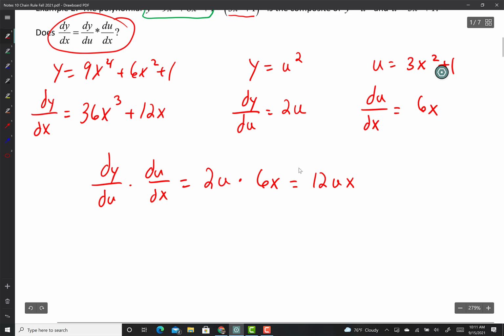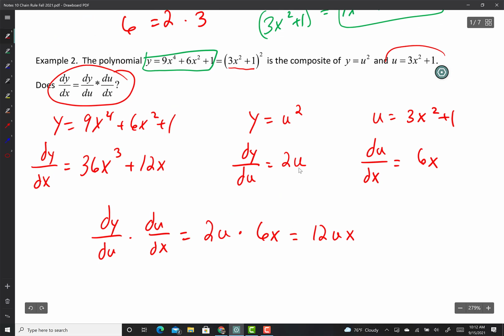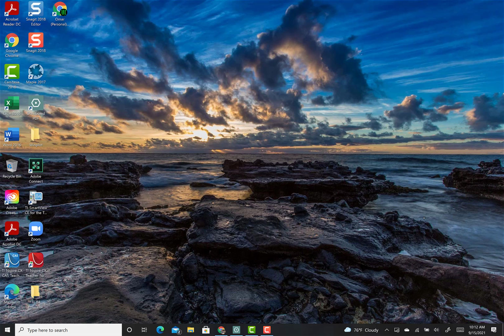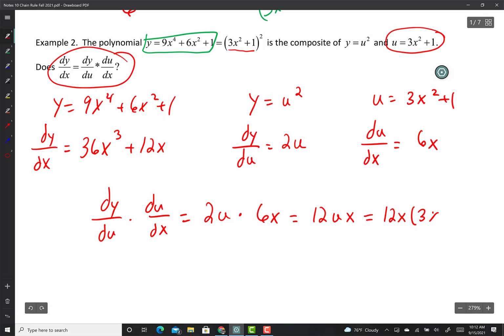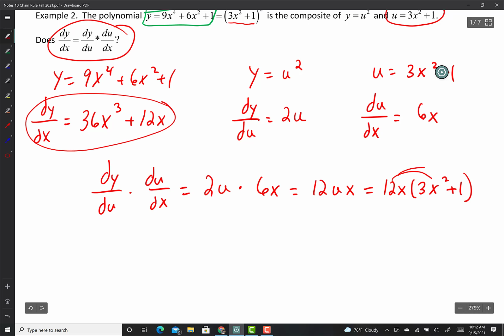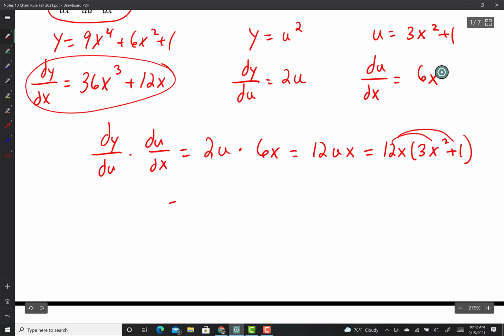And if you wanted to replace the letter u, let's say you wanted everything in terms of x. What is u again? So I'm going to replace that. I'm going to write the x in front actually. 12x parenthesis and then 3x squared plus 1. Have I confused anyone? Okay, that's your u right there. Now let's distribute and see if we get this guy right there. 12x times 3x squared. There we go. 12x times 1. There you go. Look at that. Did we get the same?